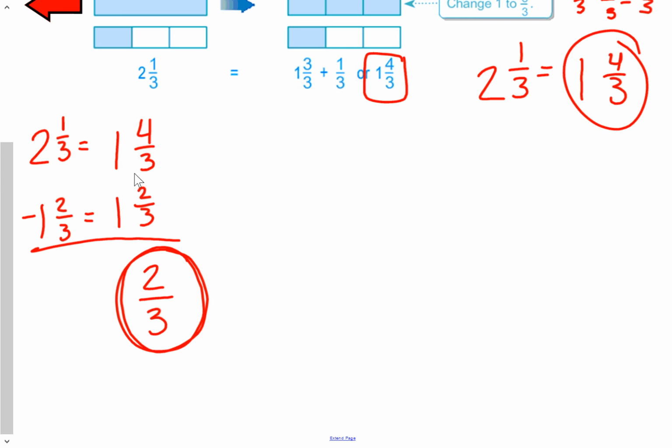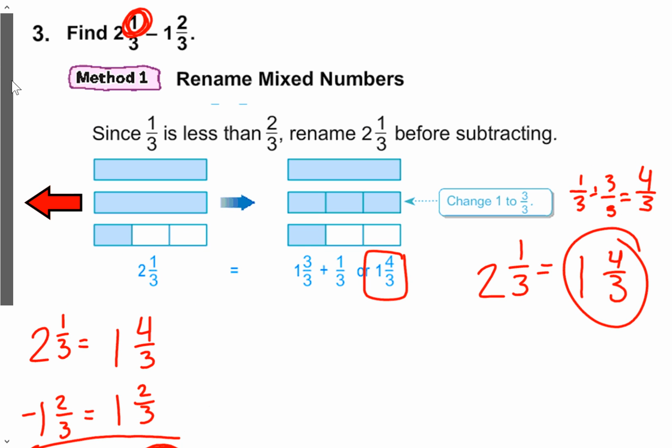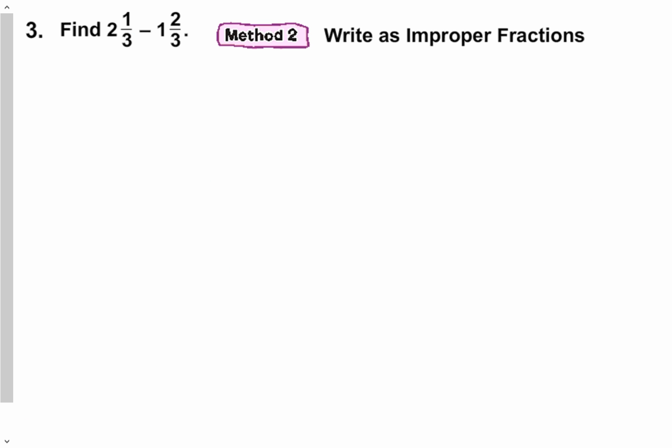Now, renaming is not for everyone, so I'm going to show you a different way. I just really like the renaming. The second method is to rename everything as improper fractions. It's pretty okay with smaller fractions with smaller denominators, but if you get something with a denominator like 17 or 23, it might get a little bit difficult. So what we're going to do is take 2 and 1/3 minus 1 and 2/3.